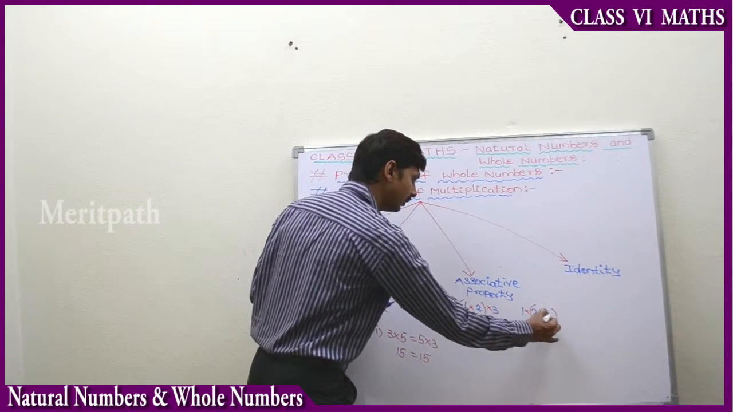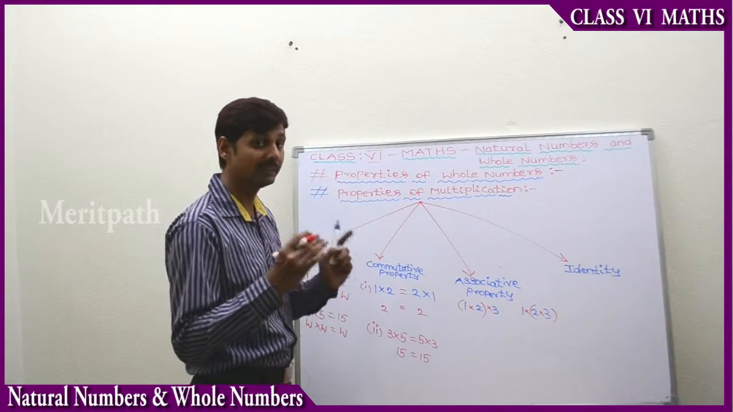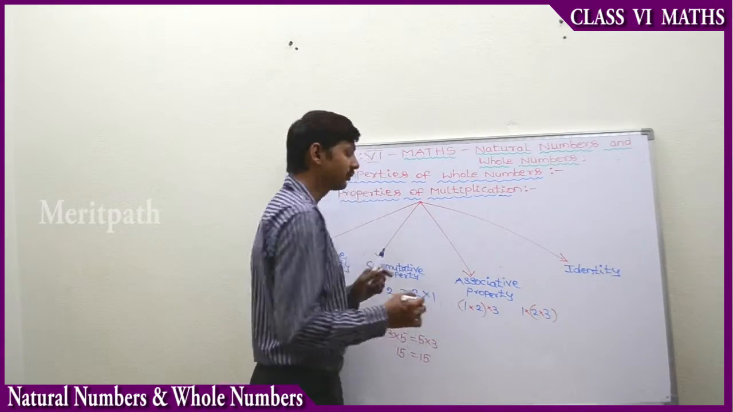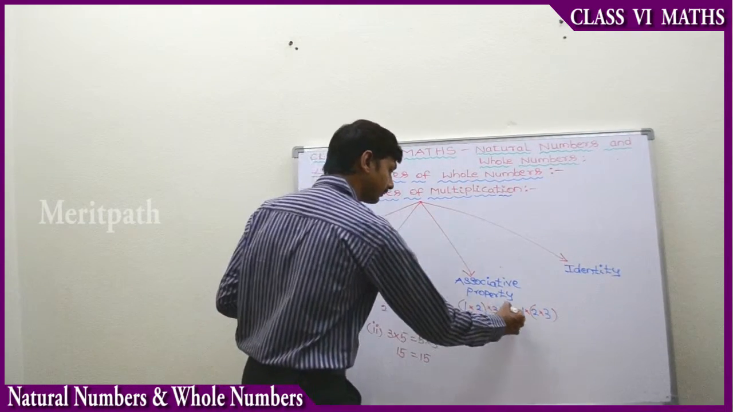1 into 2 into 3 in the bracket. Add 2 and 3 as a group, and here 1 and 2 as a group. So let us see whether these two values are equal or not.